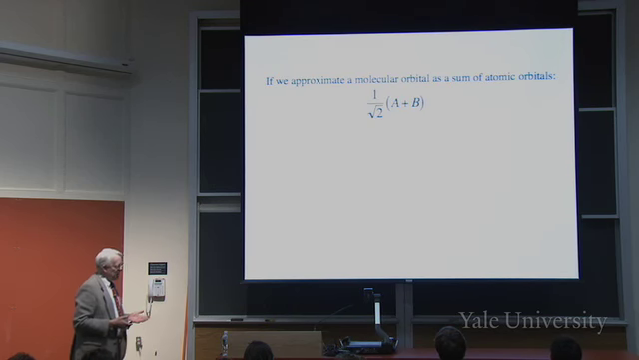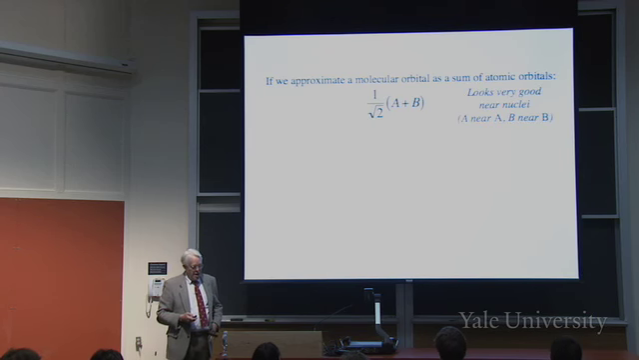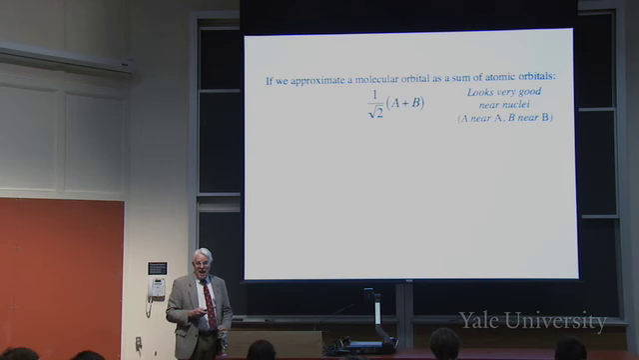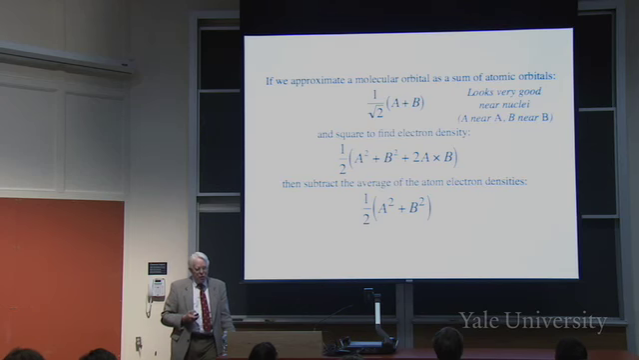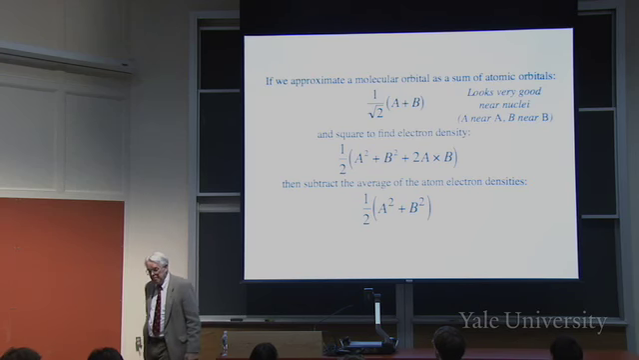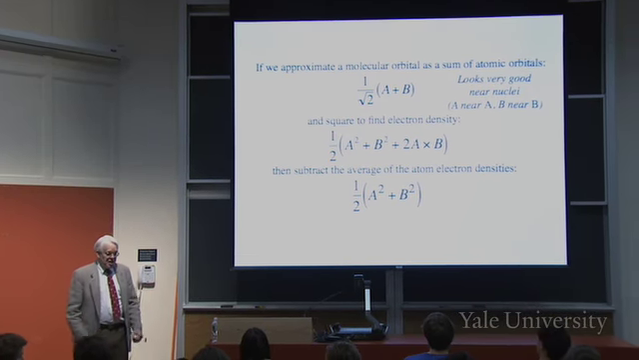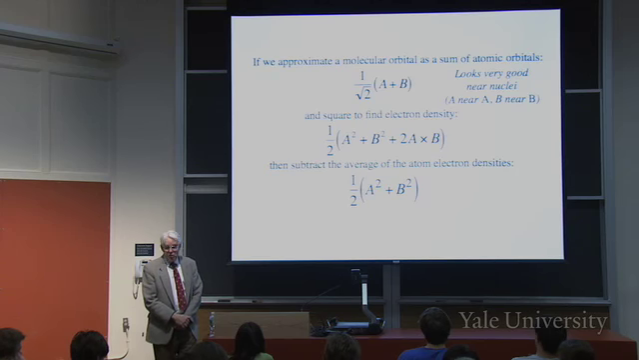Okay, so if we approximate the molecular orbital as a sum of atomic orbitals this way, then it looks very good near the nuclei because near A, it looks like A. Near B, it looks like B. And if we want to square it to find the electron density, we do it this way. But if we then subtract what the atoms would give for electron density, now, what does this remind you of? Where we look at the total electron density and subtract the atoms. So we're actually looking for the difference density. Everybody with me on this?